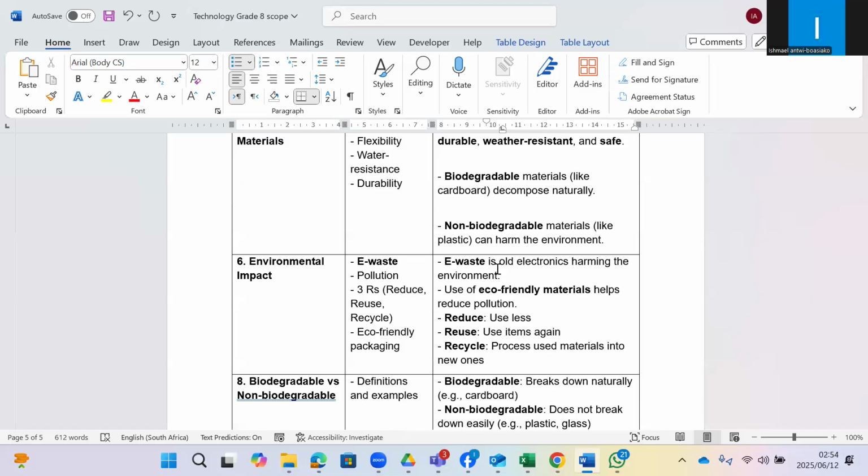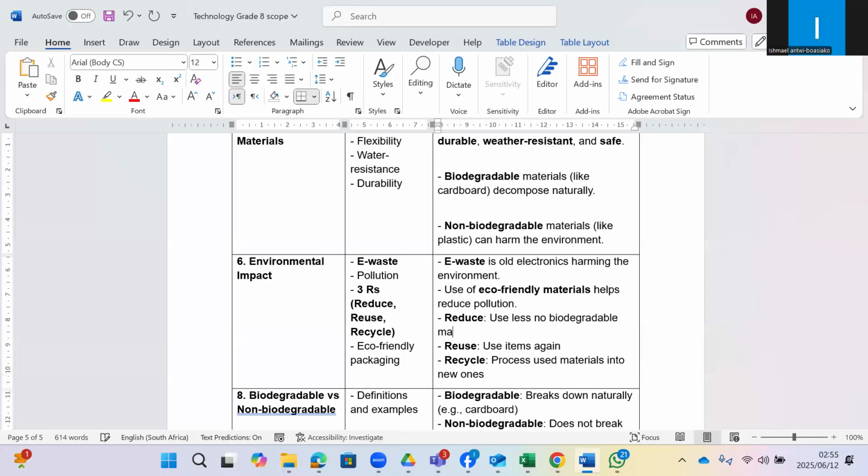Now, you must know the 3 R's. What do we mean by the 3 R's? The 3 R's are reduce, reuse, and recycle. When we say reduce, you must use less biodegradable or non-biodegradable material. For example, use less plastics. That's what we mean by reducing.